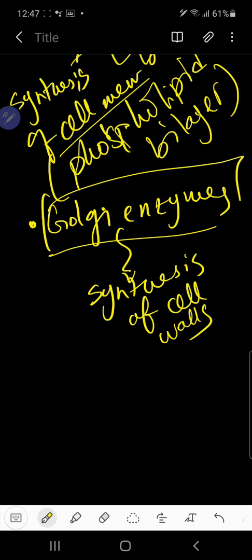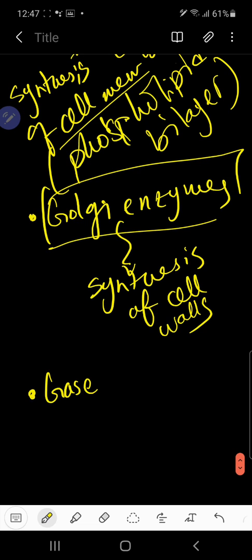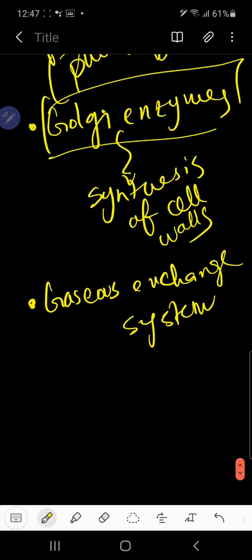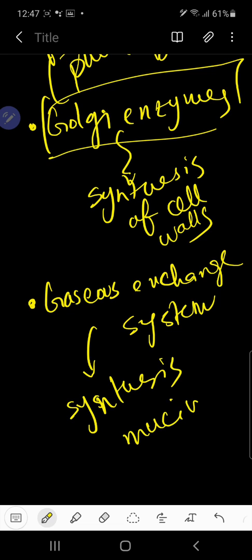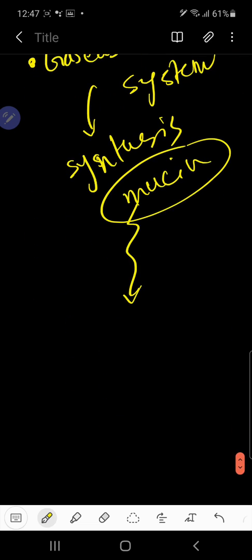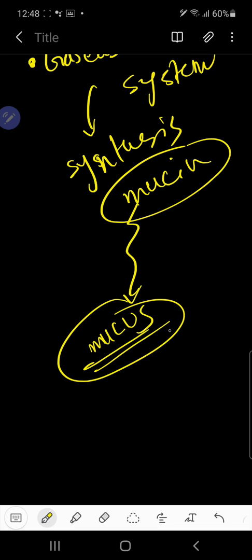And also in our gaseous exchange system, the Golgi apparatus is used for the synthesis of mucin. This mucin is one of the main components for the production of mucus. Mucus, as you already know from O levels, is a sticky fluid-like substance. These are secreted by the goblet cells in the lining of the trachea. So you learned about those.